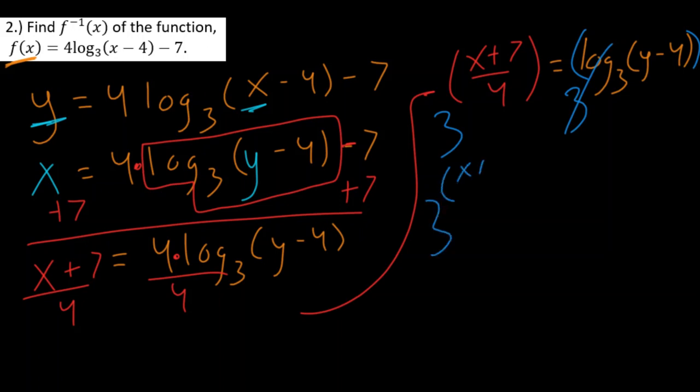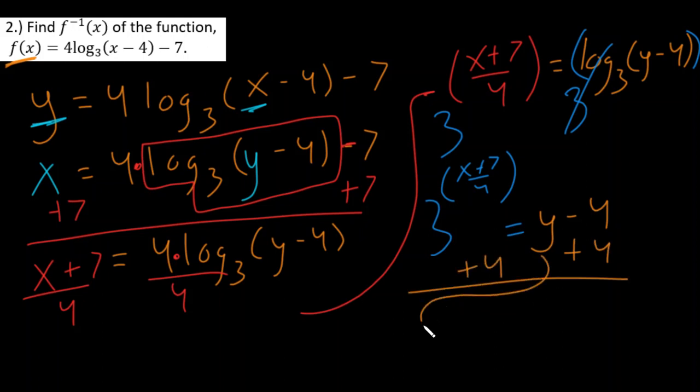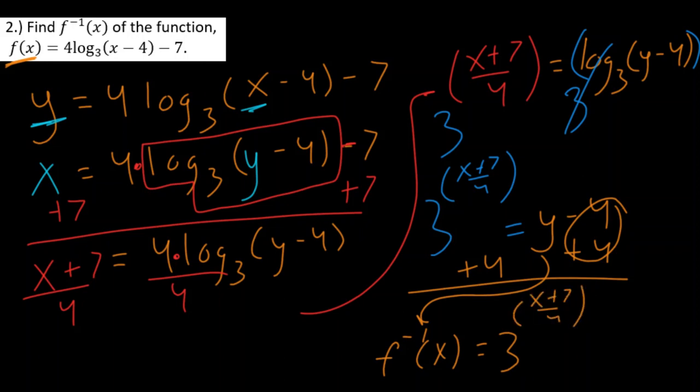3 to the x plus 7 over 4 is equal to y minus 4. Obviously, we're simply going to add 4 to both sides, and the best way to write this after those zero out is we change our y into f inverse of x equals 3 to the x plus 7 over 4, plus 4. Easy, easy stuff. Okay? And there you have it.